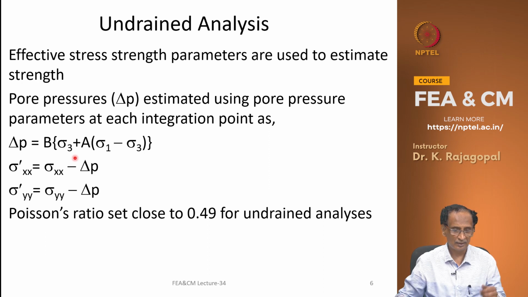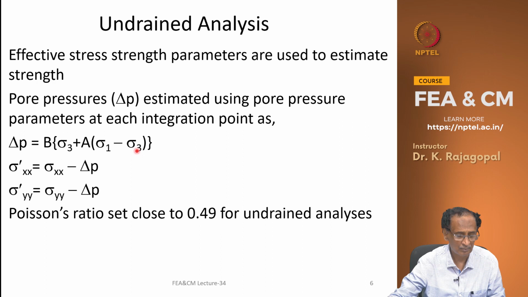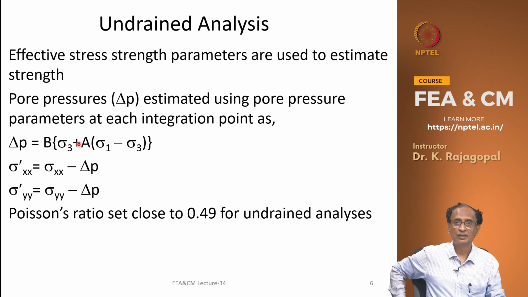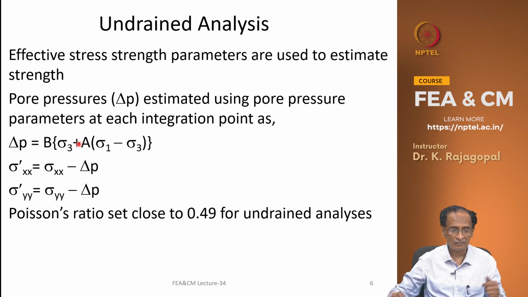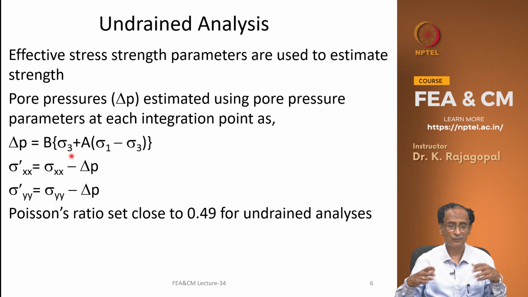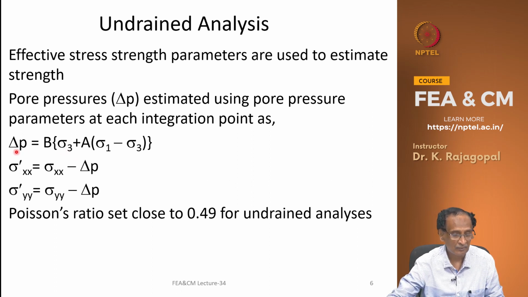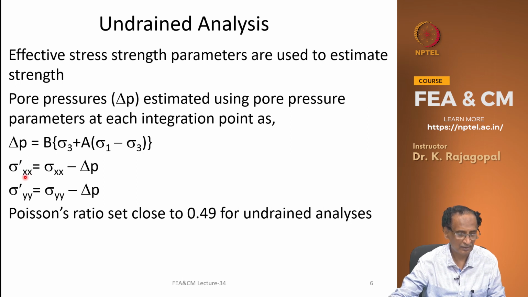This is for the 2D case: B times sigma 3 plus A times (sigma 1 minus sigma 3), where sigma 3 is our confining pressure or the minor principal stress, and sigma 1 is the major principal stress. Sigma 1 minus sigma 3 is the increase in the deviator stress, and B is your increase in the confining pressure. And once you estimate the pore pressures, the effective stresses are the total stress minus the pore pressure.